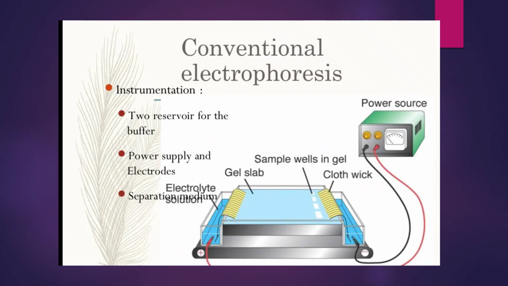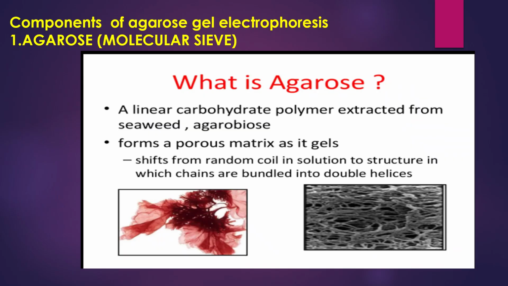Now, the two reservoirs of buffer and all these things we have already seen, so no need to talk about this. Let us move on to why we prefer to use agarose for horizontal gel electrophoresis. It is a linear carbohydrate polymer extracted from seaweed or agar, a polysaccharide basically, and it forms a porous matrix like a sieve, with different pore sizes.